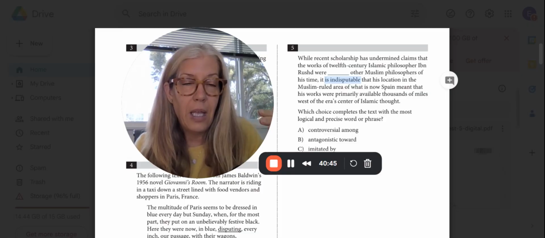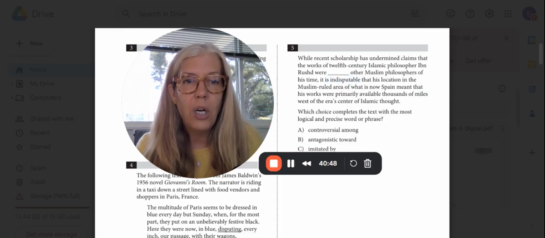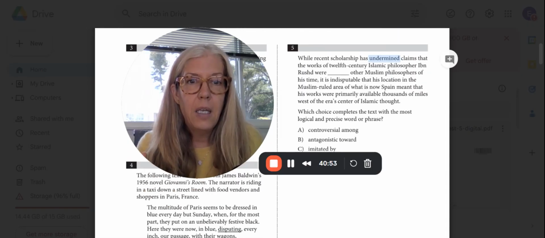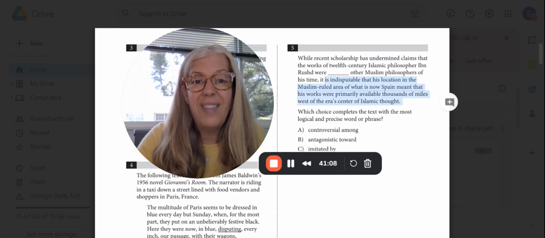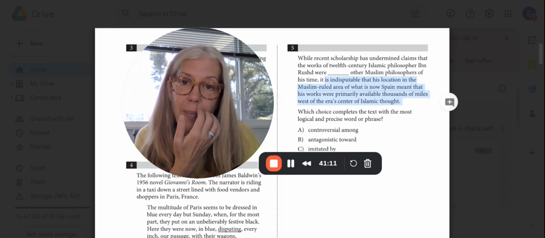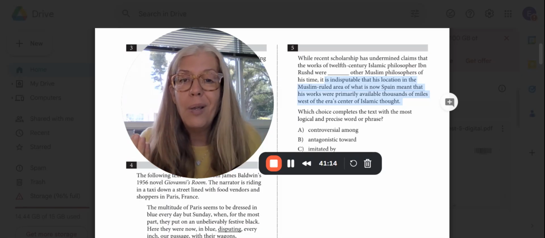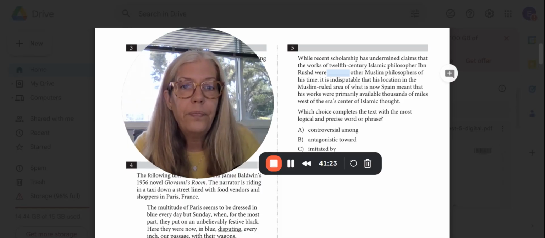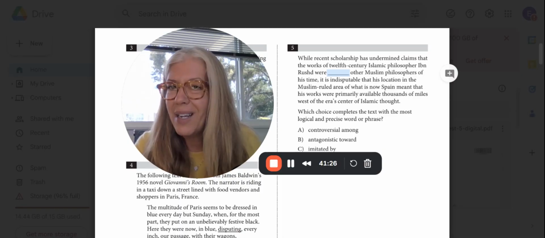And then the negative connotation up here, "has undermined claims," makes me think that they're thinking that he was less important. If they're comparing, down here we know that his stuff was really important. It is indisputable that he was in Spain, but his work traveled thousands of miles west of the era's center of Islamic thought. In the top half, then, it would be the opposite. He was rather perhaps unimportant. So let's go with that. Unimportant.